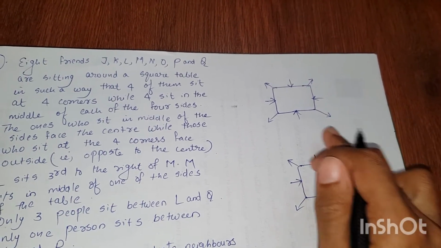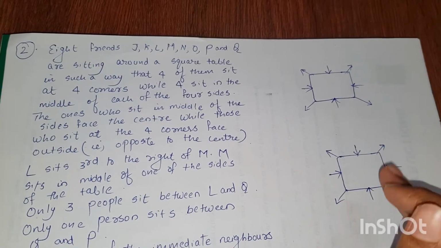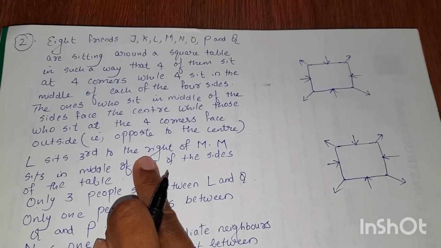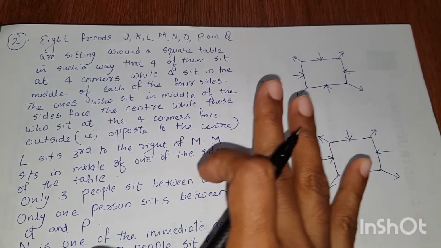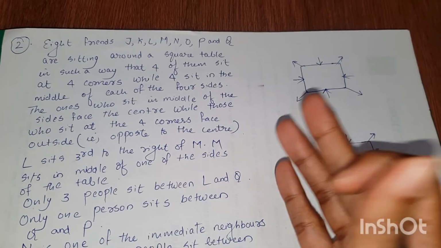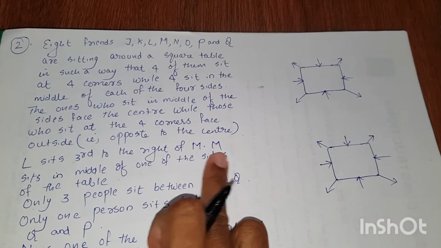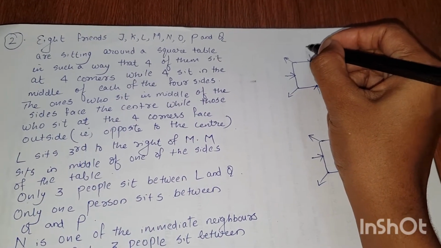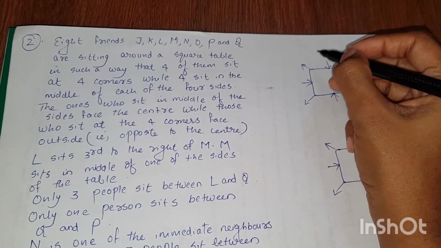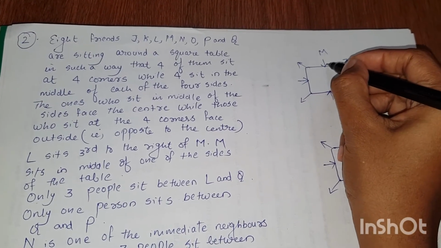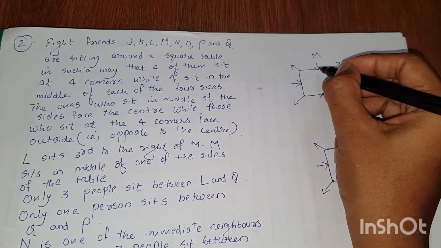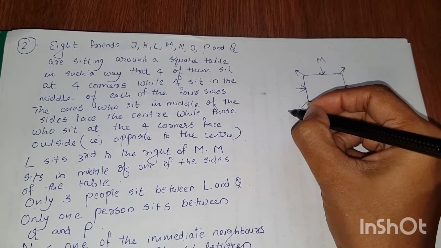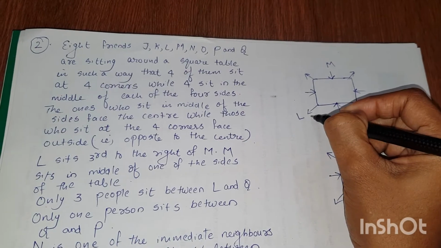Okay. So here I have drawn 2 diagrams, and I will tell you later why I have drawn 2 instead of 1. Now, the conditions are: L sits third to the right of M. We can't predict anything from the first sentence itself because we don't know where L is, where M is. Now go to the second sentence. M sits in the middle of one of the sides of the table. So suppose M is here. Now third to the right of M is L. M is facing inside the center, so its right means anti-clockwise. So right is in this direction. Third to the right means 1, 2, 3. So here is L. L sits third to the right of M.